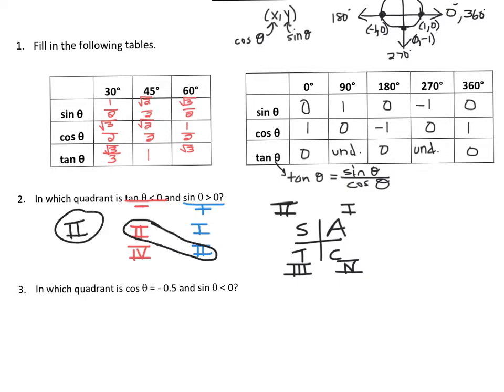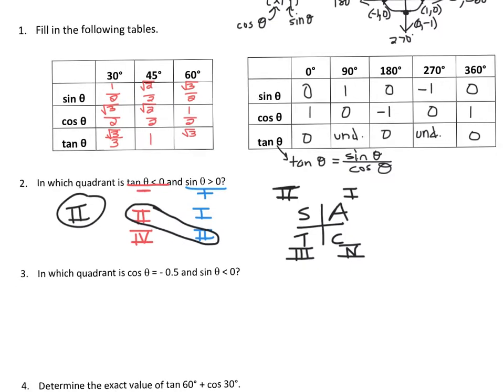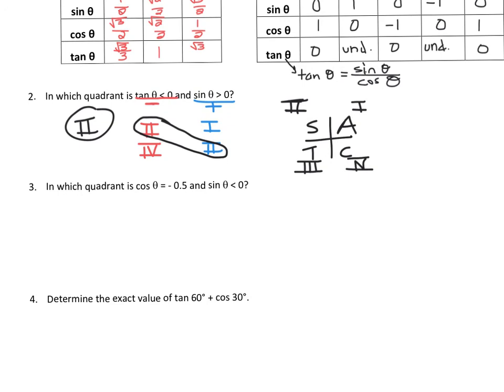Now, you don't have to show all this work. If you could just look and say, where's tan negative and sine positive? Right here. This is the quadrant where tan is negative and sine is positive. So you could just write out quadrant 2. All right, the next one is similar. Here, they're saying that cosine equals negative 0.5. So basically cosine is a negative number. And then over here, they're saying sine is less than 0, so sine is also a negative number.